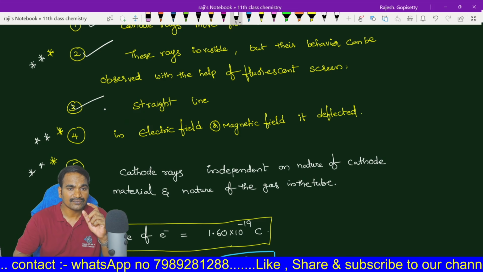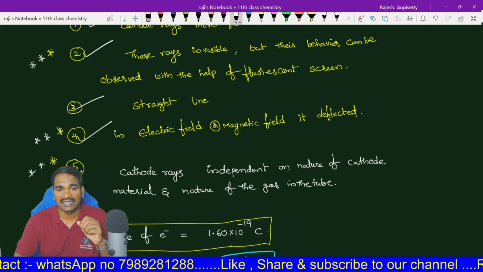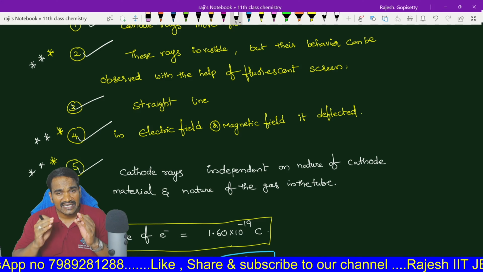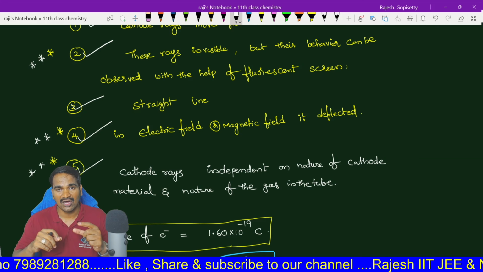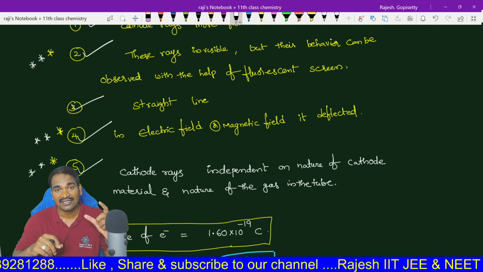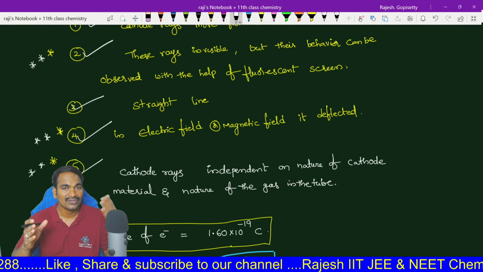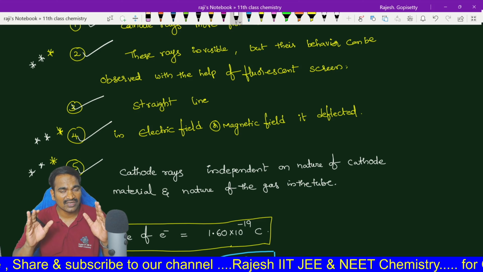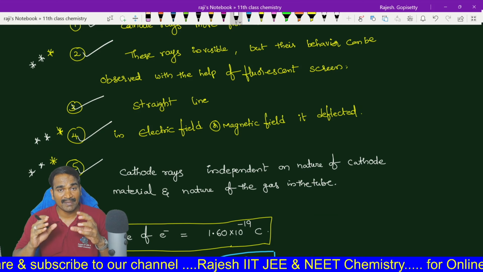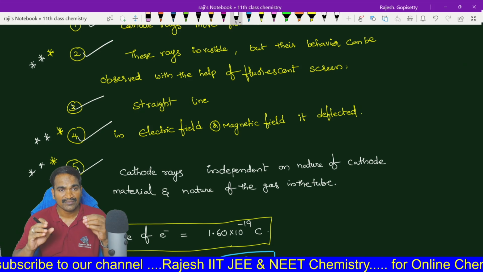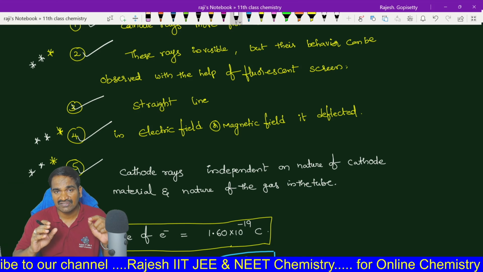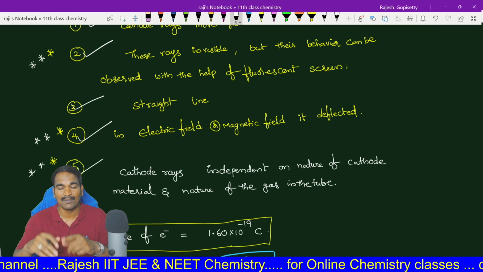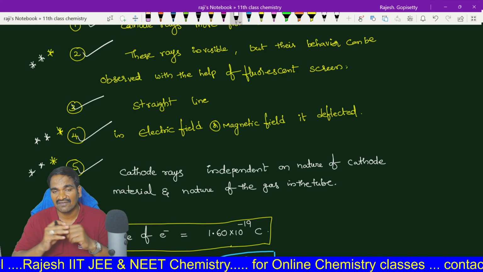And next, the last characteristic or property of the cathode rays, very very important. Cathode rays are independent of the nature of the cathode material. I told you we have taken two metal plates, cathode plate and anode plate. These cathode rays do not depend on the plates, whatever metal plate you take. So it does not depend on the material which we take for the metal plate. And it also does not depend upon the gas which is present inside the discharge tube.